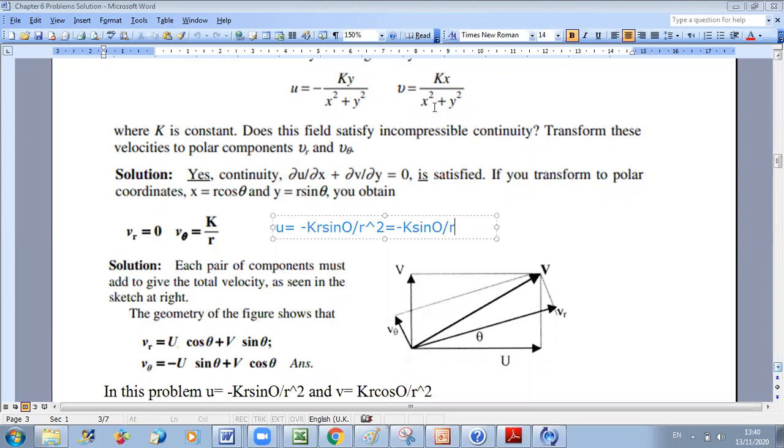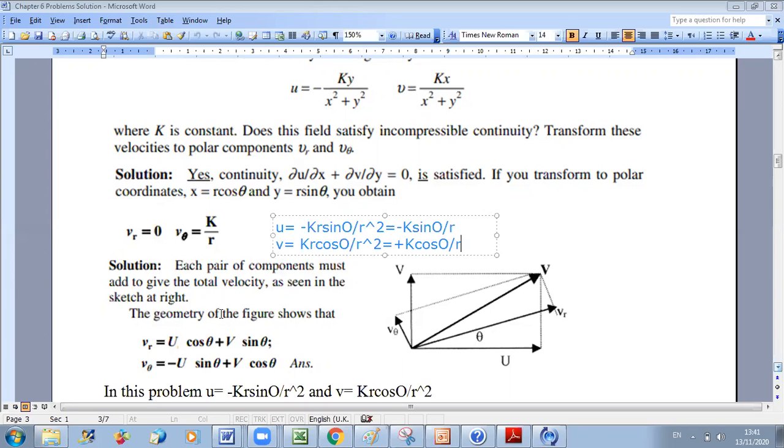This is for U. I will do the same for V. For V, I will replace x and y by their values. So for V, I get V is equal to k x over x squared plus y squared. So it's k times, instead of x, I will put r cosine theta, and over the same x squared plus y squared, it's r squared. So this is equal to plus k times cosine theta over r. Okay. Now I have U and V expressed as functions of r and theta.